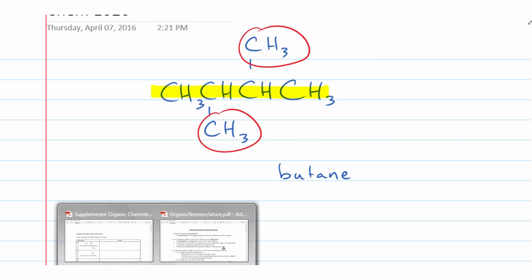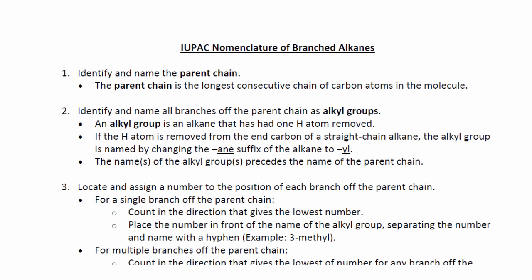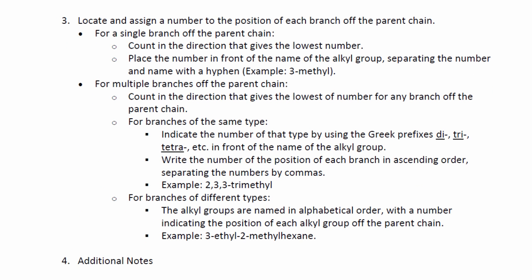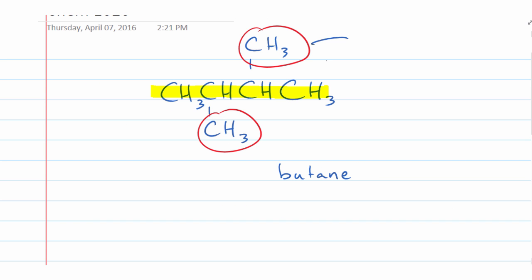1. So we come back here then to our rules, and on this one here, it tells us that if we have multiple branches off the parent chain, we're going to count in the direction that gives us the lowest number for any branch off of the parent chain. If we have branches of the same type, so like in this case, these are both the same type, they each have 1 carbon atom.